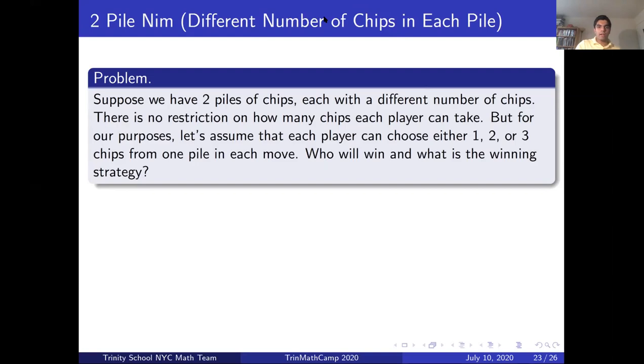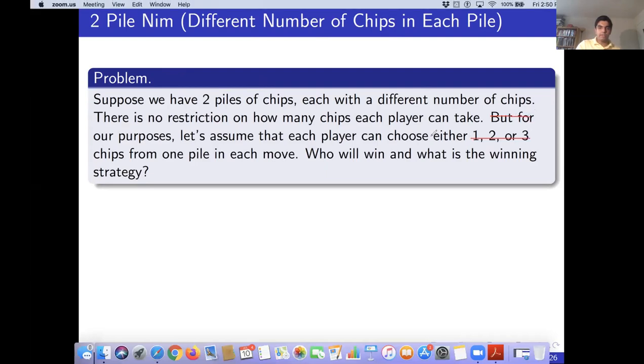Sorry, here I think there's another typo. I think I said first that there's no restriction. Yeah, there should be no restriction. So this is not true, I believe. This definitely does make it a little bit more complicated. So this part is not true. Sorry about that.